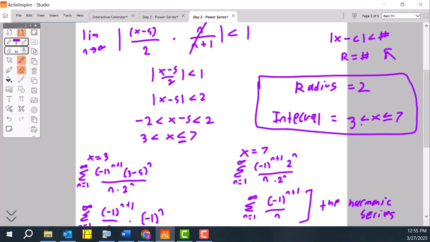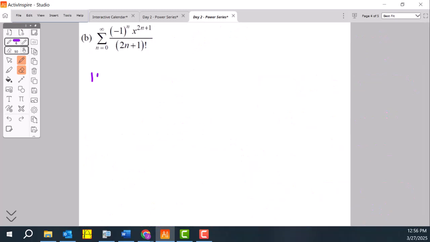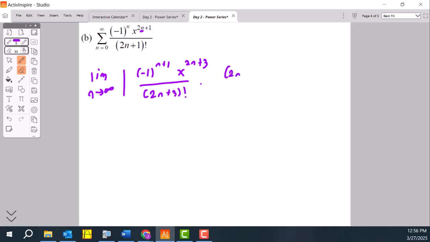Okay, let's look at the next one. Same thing here. We'll start with the ratio test. Now this time when we plug in n plus 1, we have to make sure we multiply by 2 first. So this becomes 2n plus 3, and then 2n plus 3 on the bottom. It's less than 1. Okay, we're going to simplify.